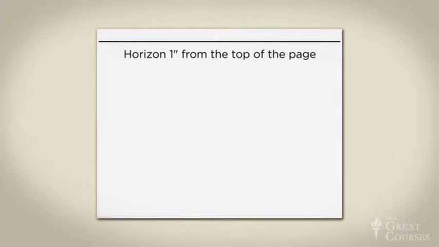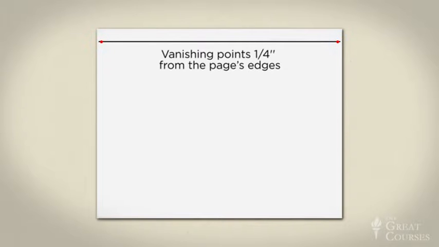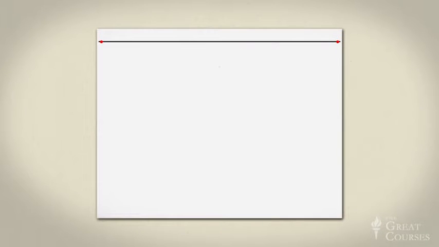Start with the page in the landscape position. The first part of this will be just like drawing a block in 2-point perspective. We'll draw a horizon 1 inch from the top of the page. Then add vanishing points about 1/4 of an inch from the page's edges. We'll make a small mark 2.5 inches below the horizon, centered in the page. This will be the top front corner of the block. From this point, we'll draw a 2-inch vertical line straight down. This will represent the box's height.